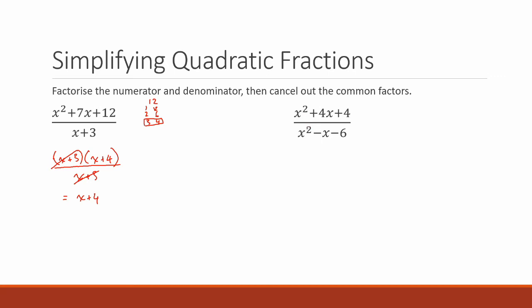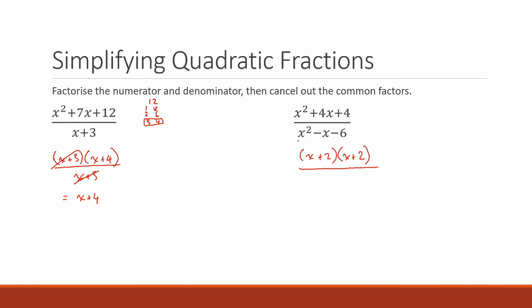Okay, in this example we have two quadratics, top and bottom, and again we can just factorize those. So again we have a coefficient here of 1, so we're looking for the factors of 4 that add to 2. So we must have an x plus 2 at the top. Alright, it's a perfect square, but we're going to leave it in its full form here because we're looking to cancel out factors.